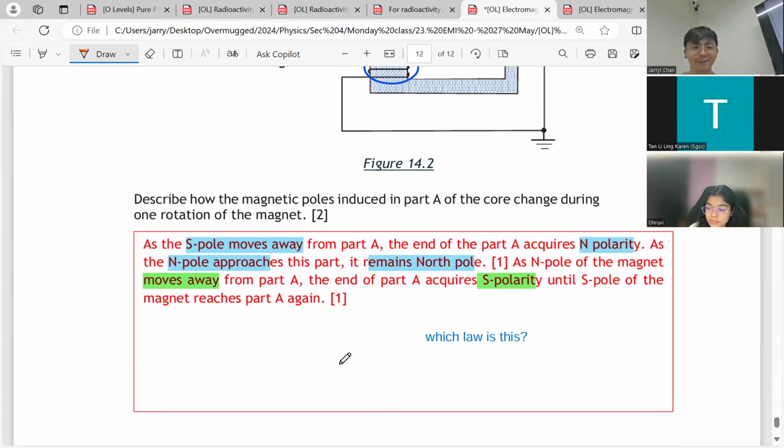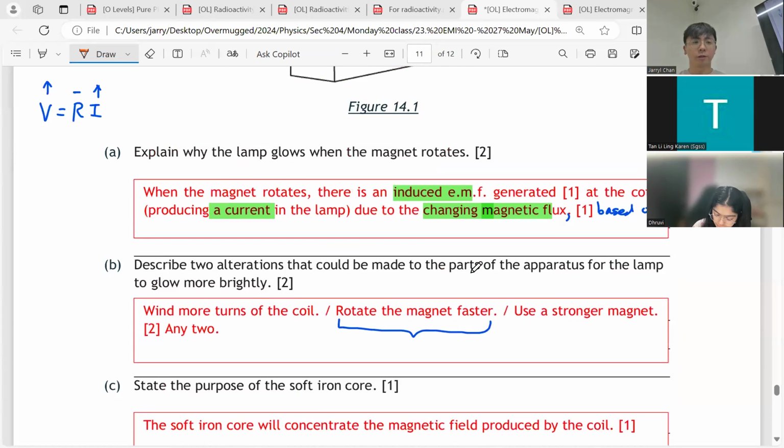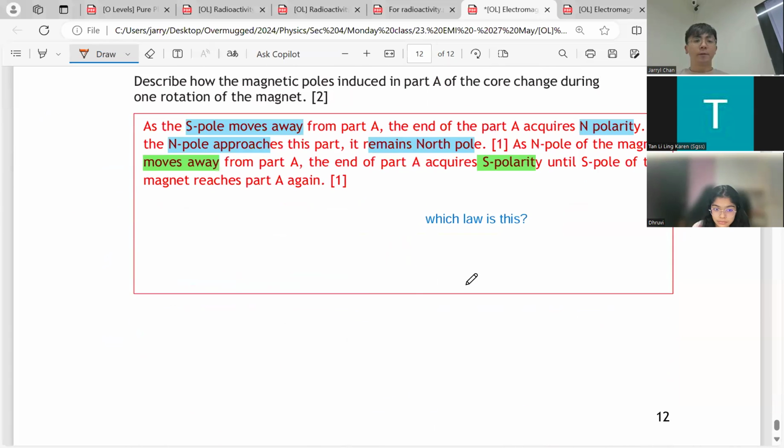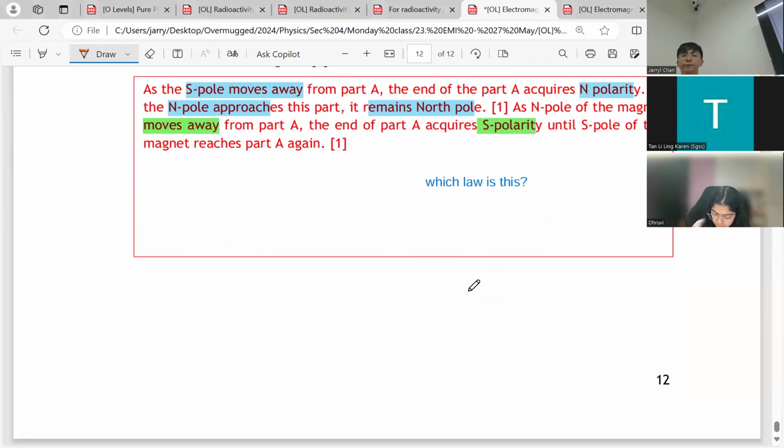Yes, question. We need to describe changing the poles in this. Good point. That one will be a question where it will be described and explained. Here we are trying to describe how it changes. That's why this description about the changing magnetic flux is actually more of an explanation. I can bring you back to the question here. But part A, why do we bother writing about this? Because it's explaining induced EMF and changing magnetic flux. All these are explanations. Okay, I'm good with this.